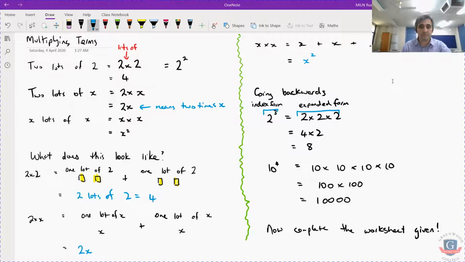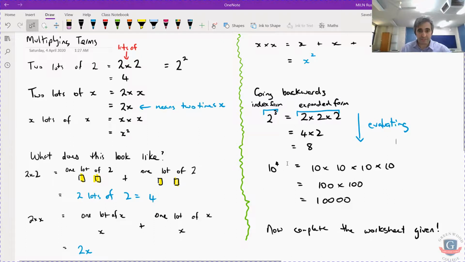Now if we're going backwards, if we had 2 to the power 3, that's the index form because it's got an index, and we wanted it in expanded form, we would just write it out. So this is 2 multiplied by itself 3 times, 1, 2, 3 with multiplication symbols. Now I'm going to evaluate it. So as I'm doing the steps, I'm evaluating. So 2 times 2 gives me 4, times by this 2 over here. 4 times 2 gives me 8.